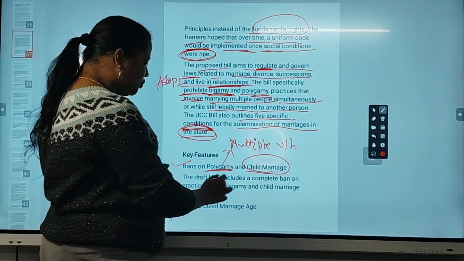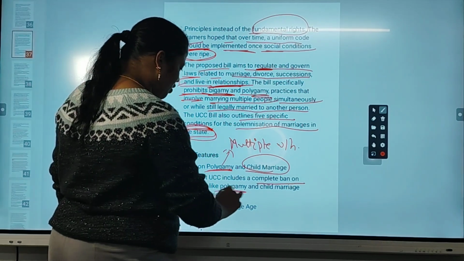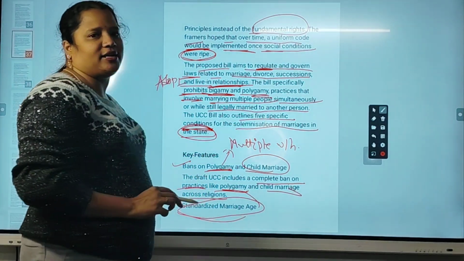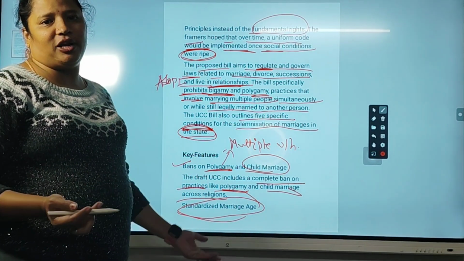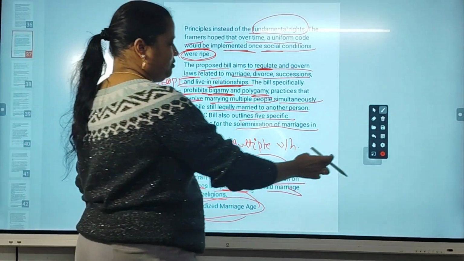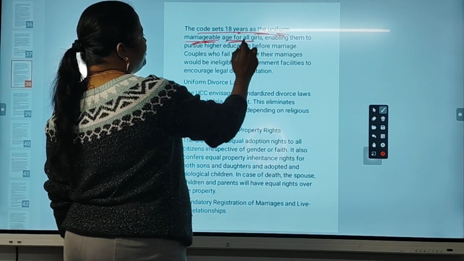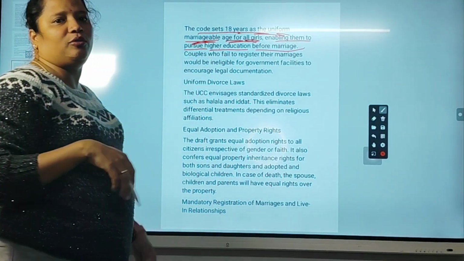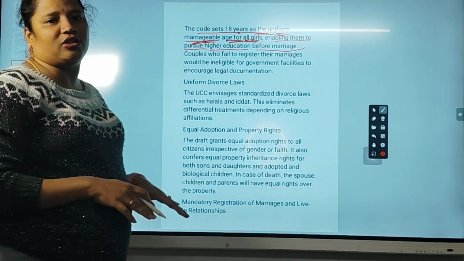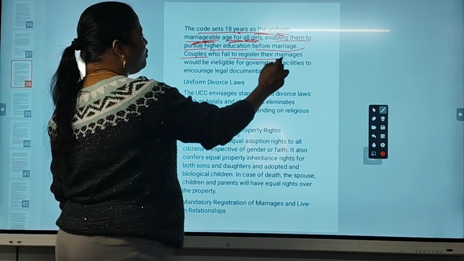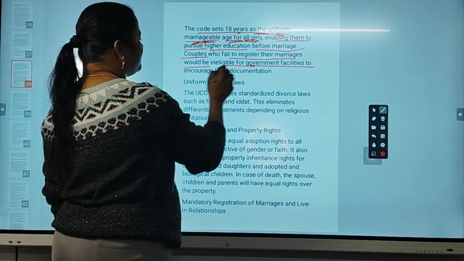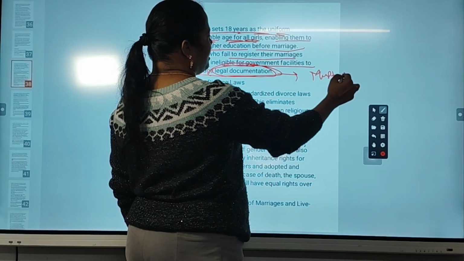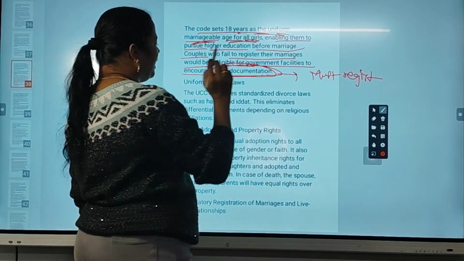The draft UCC includes a complete ban on practices like polygamy and child marriage across religions. It also standardizes the marriage age for men to be 21 and for women to be 18, as per the law of the government. The court sets 18 years as a uniform marriageable age for all girls, enabling them to pursue higher education before marriage, so that they can concentrate on their studies very well. Couples who fail to register their marriages would be ineligible for government facilities, to encourage legal documentation. So couples must register their marriage.